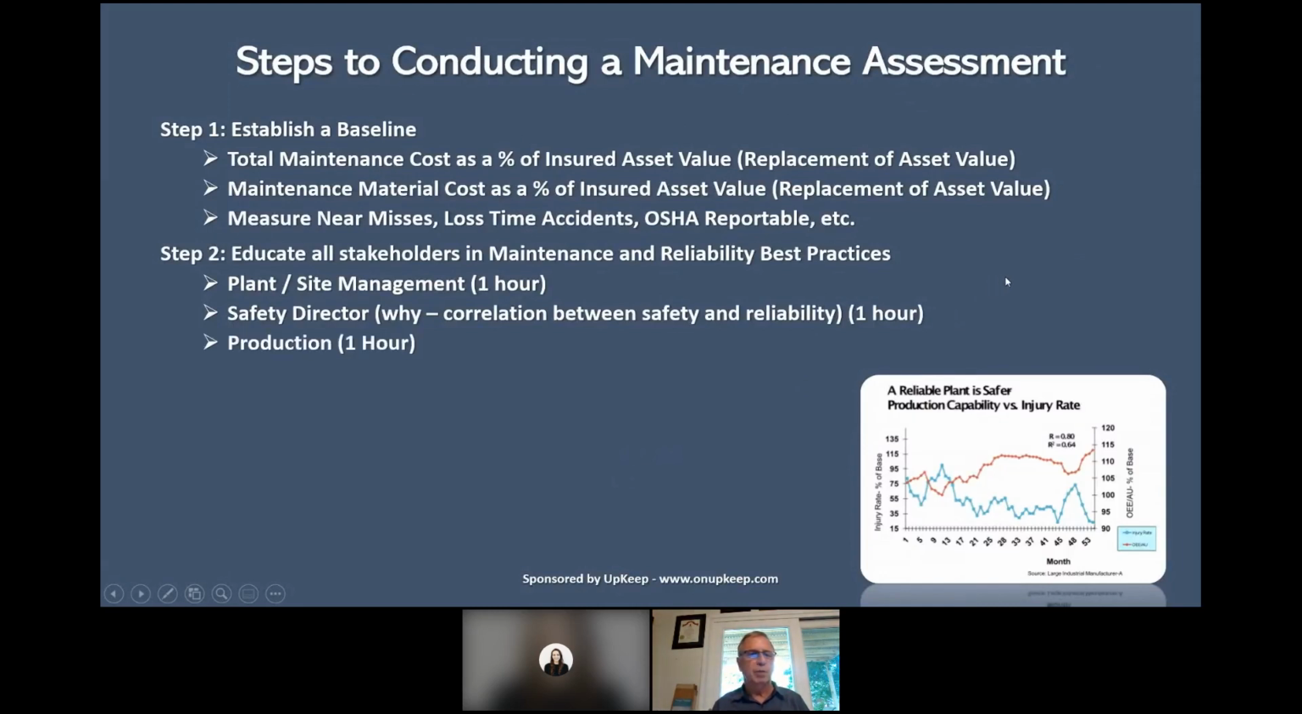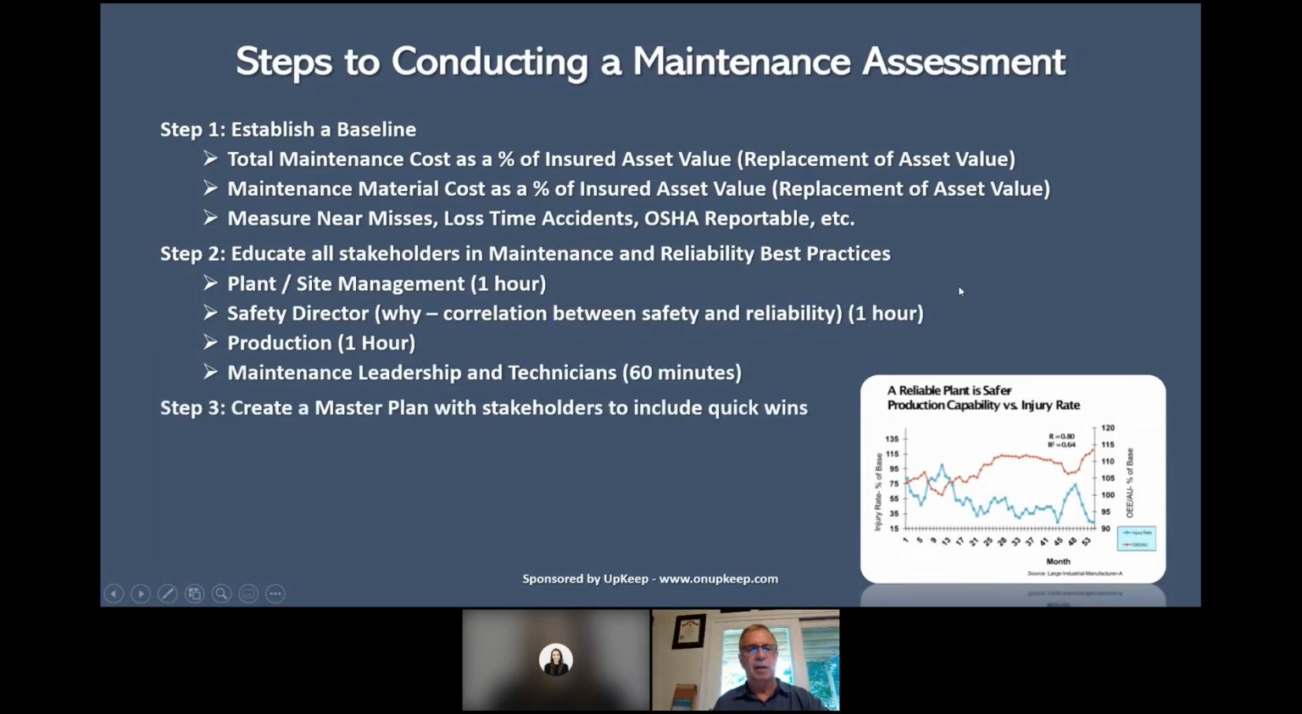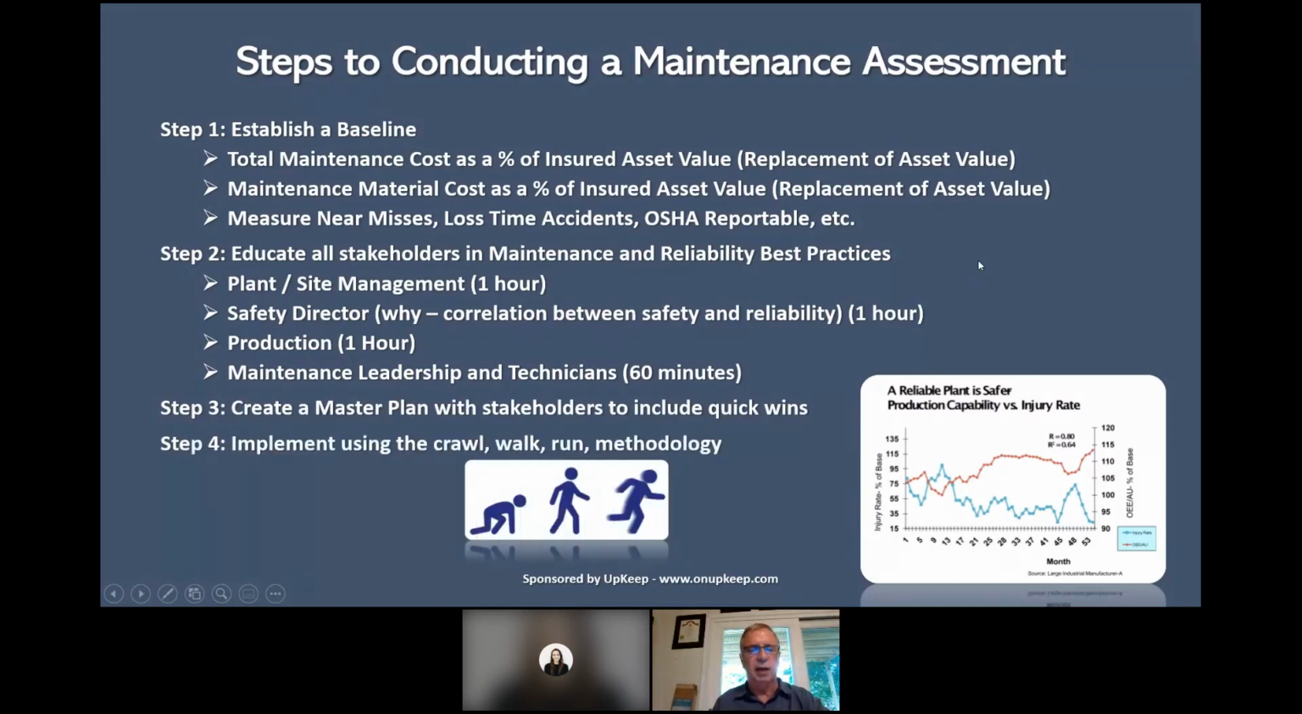Production really needs to get educated just for 1 hour. That's all you're going to get them in there, so put the bottom line up front with them. Maintenance leadership and technicians, 60 minutes. Then create a master plan with stakeholders to include quick wins, and implement that crawl, walk, run methodology. All right.